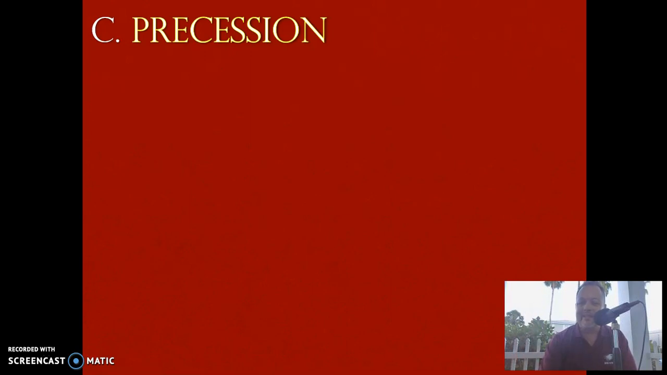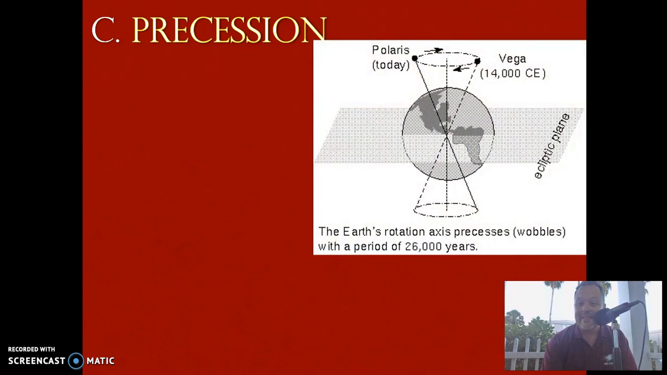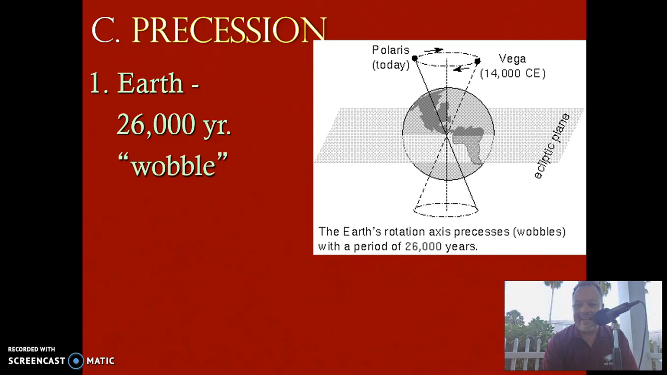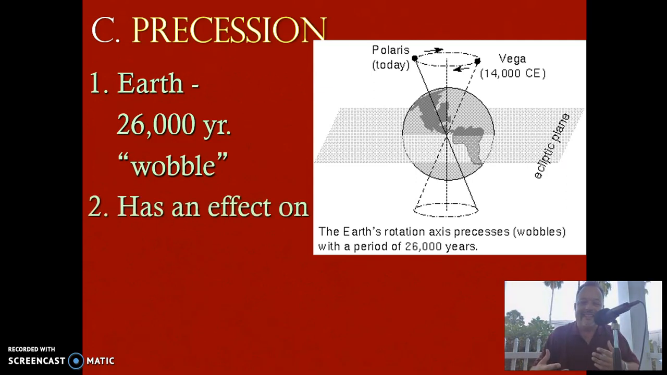Spinning things wobble. And guess what? The Earth is a spinning thing like a top, and we wobble. Yes, we call it precession, that's the fancy term, but it's just a wobble. Now, how long does it take the Earth to wobble? Well, quite a while. It's a 26,000-year wobble. Yeah, that's a pretty long wobble. So this is not something that affects you during your lifetime at all whatsoever. But it's kind of interesting. Let me explain some effects it would have over a very, very long period of time.